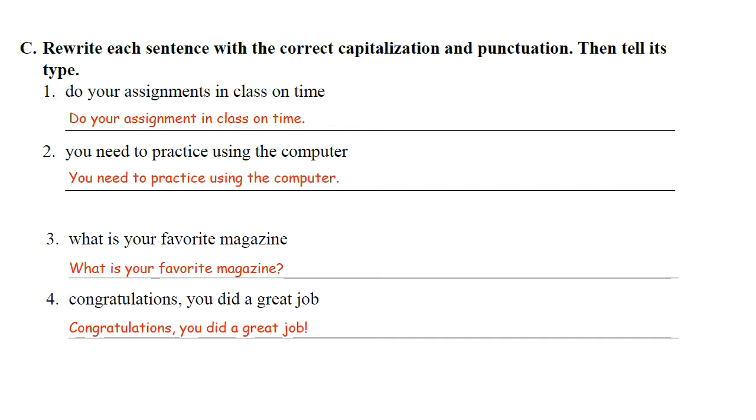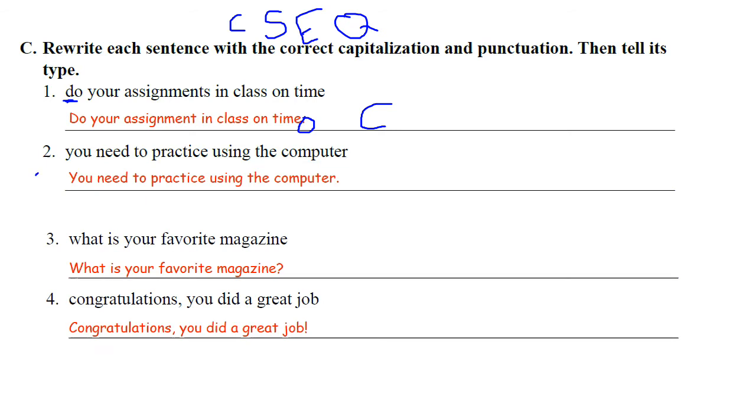Section C. Rewrite each sentence with the correct capitalization and punctuation, then tell its type. Number 1, do your assignments in class on time. Of course, we should capitalize the first letter and put an end mark. Now, what type of sentence is this one? Is it a command, a statement, an exclamatory or a question? As you can see, I'm ordering someone to do the assignment in class on time. So this one is definitely a command.